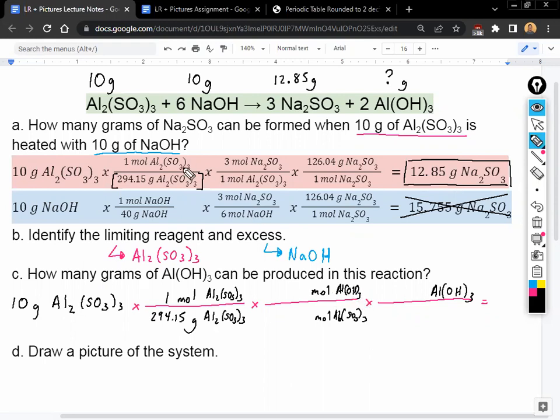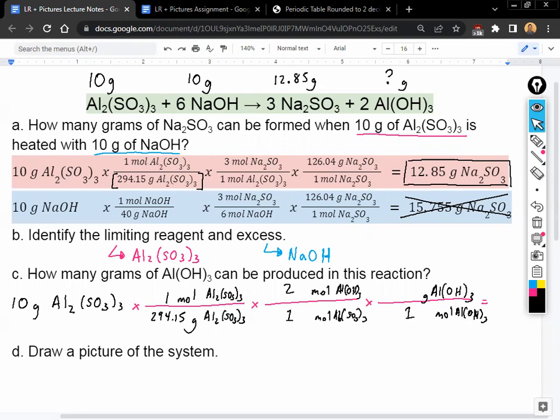Okay, so we just need to go to the balanced equation now. Al2(SO3)3 has a 1 in front of it, so we're just going to put 1 on the bottom. And then Al(OH)3 has a 2, so we're going to put a 2 in the front. Okay, so that's what your second fraction should look like. And then for the last fraction, you're going to put moles of Al(OH)3 on the bottom, and then you're going to need to find the molar mass. So this one, you've got to use the periodic table.